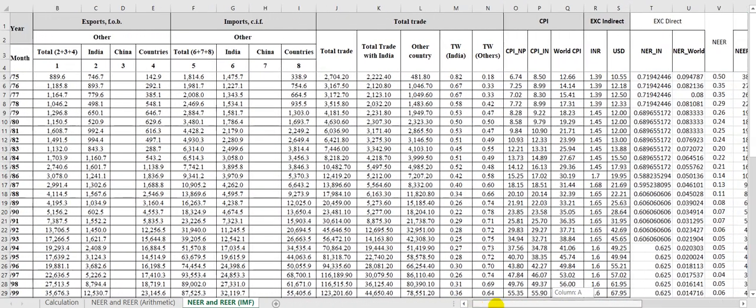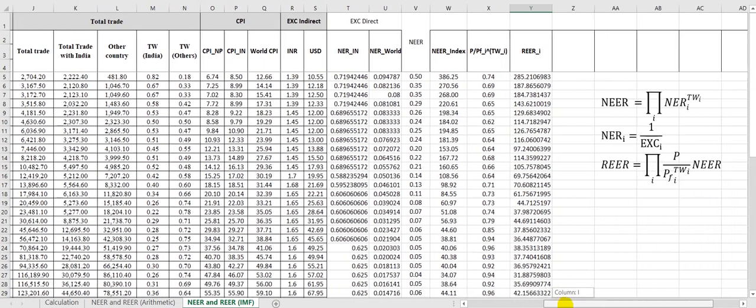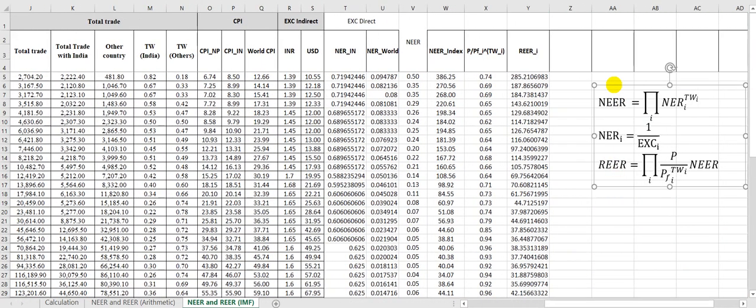So in this tutorial we learned the two methods, and this is the basic formula that the IMF uses.